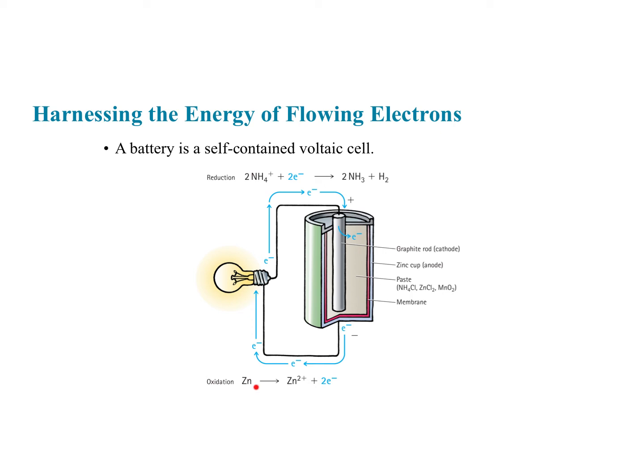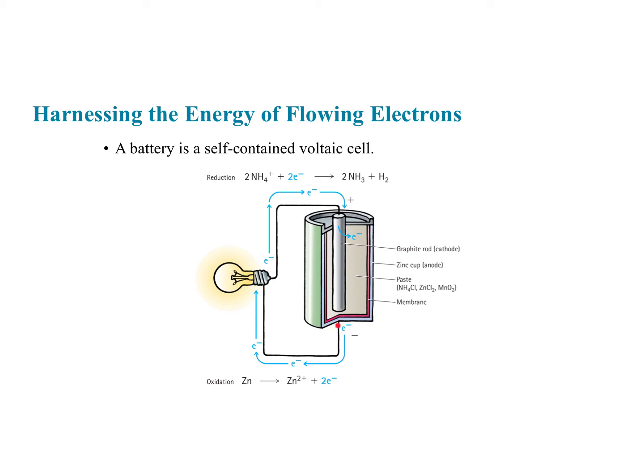So the zinc is going to have an oxidation given by this reaction that you can see here. In other words, the zinc is losing electrons, that's the oxidation, and becoming a positive ion. So we have the cathode here, which is positively charged, and we have the anode, which is negatively charged.